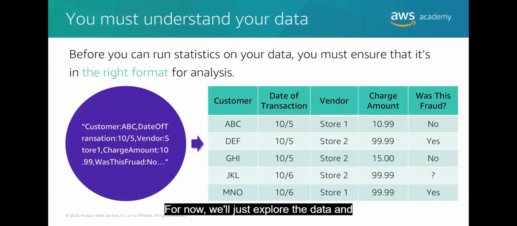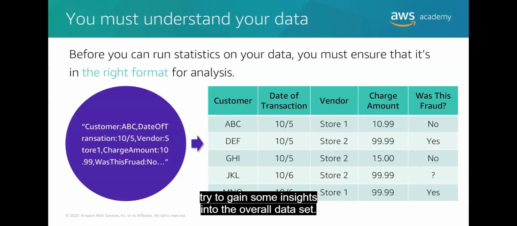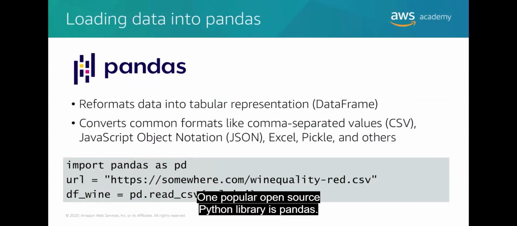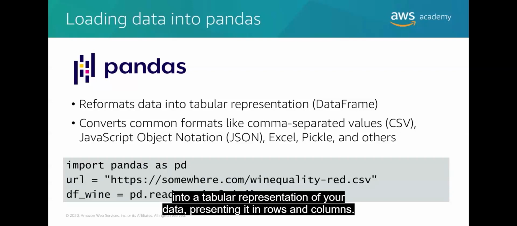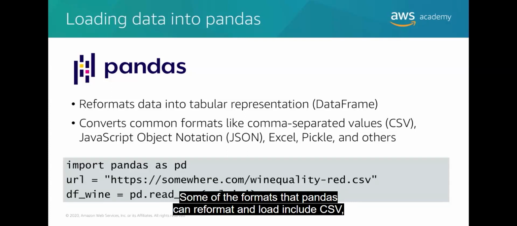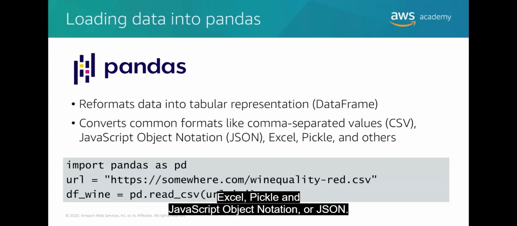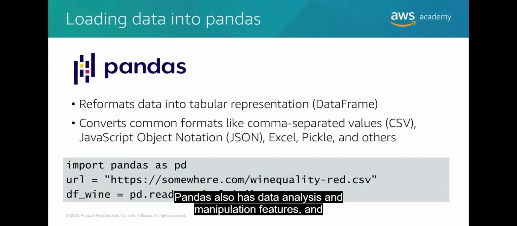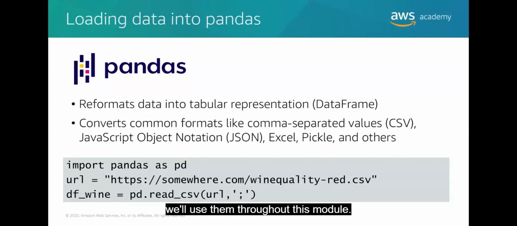For now, we'll just explore the data and try to gain some insights into the overall data set. One popular open source Python library is Pandas. It can take data in various formats, reformat it, and load it into a tabular representation of your data, presenting it in rows and columns. Some of the formats that Pandas can reformat and load include CSV, Excel, Pickle, and JavaScript Object Notation, or JSON. Pandas also has data analysis and manipulation features, and we'll use them throughout this module.